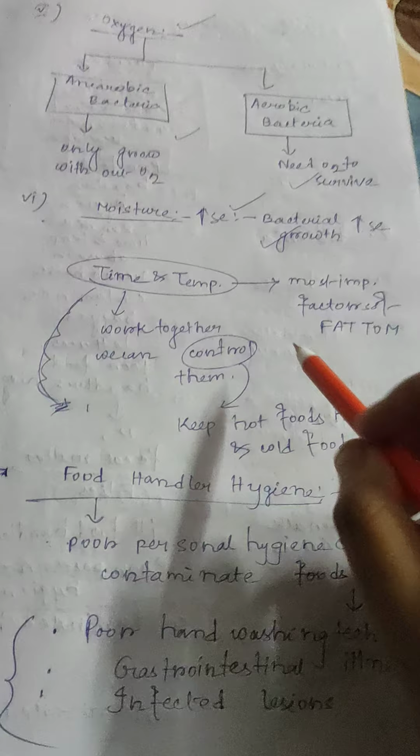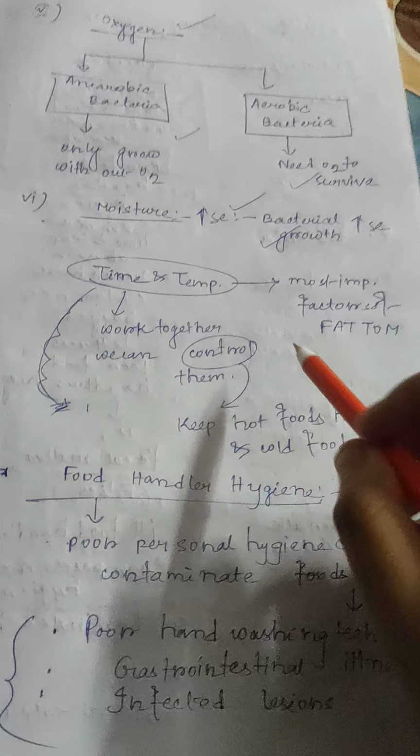Second factor is acidity. Most bacteria that cause foodborne illness grow rapidly in a slightly acidic environment, with a pH of 4.6 to 7. What is the pH range? 4.6 to 7. But in highly acidic foods like tomatoes, citrus, pickles, etc., bacteria can't grow or multiply.